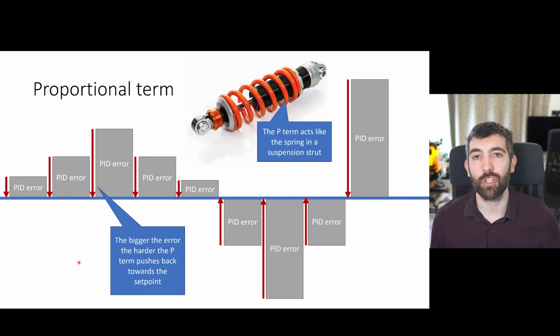Let's look at how each of the terms works individually, starting with the proportional term, or the P term. The P term acts like the spring in a spring and damper in a suspension strut. The goal of the P term is to push back against PID error and try and reduce that PID error to zero. So as the PID error increases on each PID loop, the P term gets bigger and bigger and it always pushes the quad against that PID error, so it's trying to reduce it. The bigger the PID error gets, the larger the P term gets and the harder it pushes the quad back to try and reduce that error to zero.